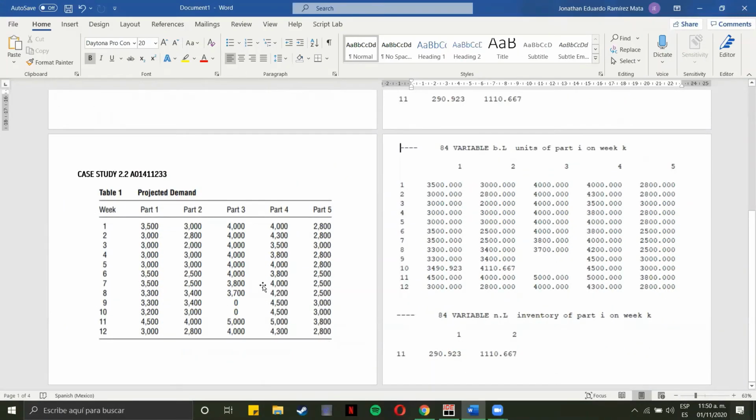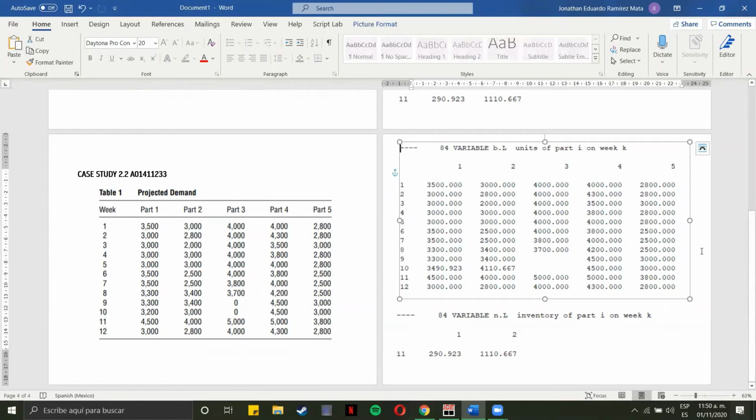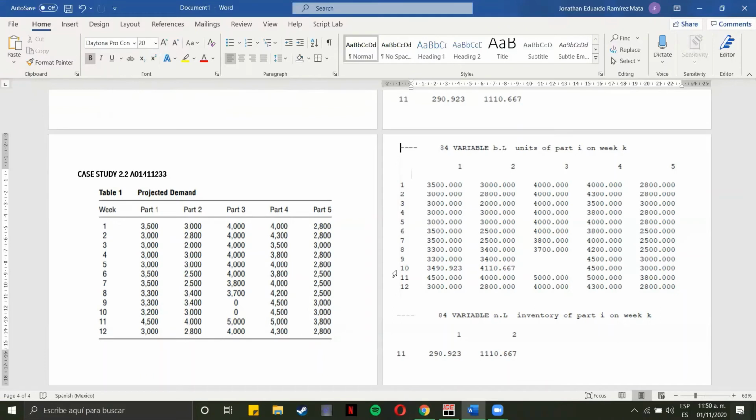Now, we can compare the projected demand against what we produce, and we can see that we are okay in all the numbers. We have also only in line number 10 that we are producing a little bit more than what we need for the demand of that week, and that is because we are producing the inventory that we're going to use at week 11.